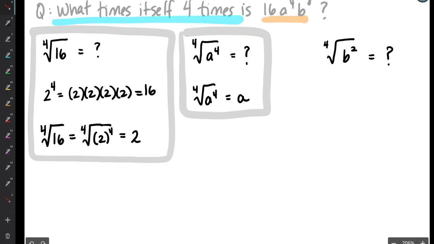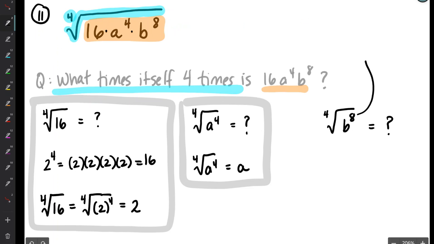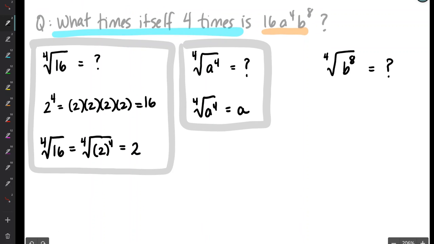And then lastly, oops, and I wrote a 2. I apologize, the original problem: what times itself 4 times is b to the 8th? Well, b squared times itself 4 times is b squared times b squared times b squared times another b squared. That's b times itself 2, 4, 6, 8 times. Base is the same, we're adding those exponents.